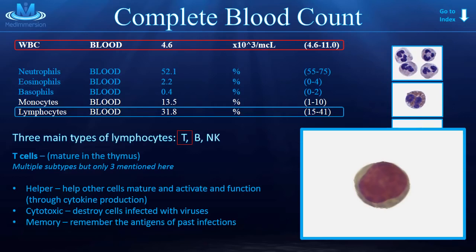Next up, the cytotoxic T cells are used to help destroy infected cells. Now, those are our own body cells that are infected with viruses. And lastly, memory T cells, which hang around for a long time and have the ability to remember antigens so that they can react faster the next time we're infected with that same pathogen.